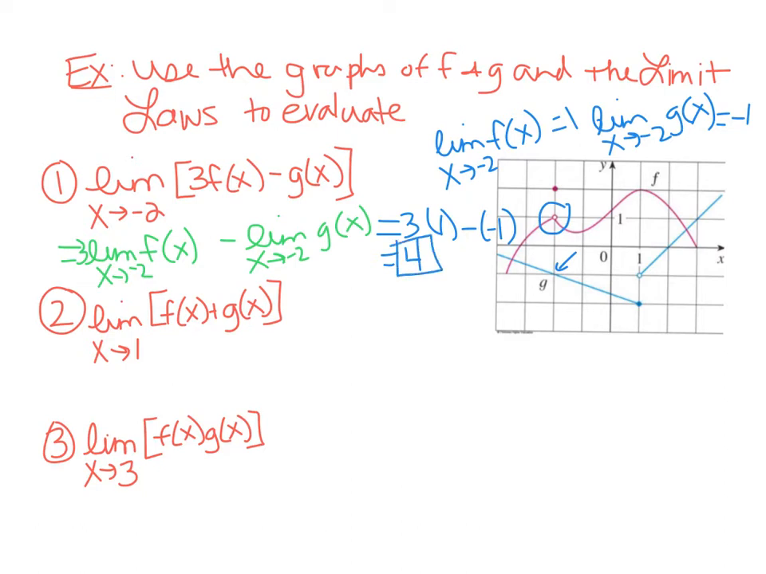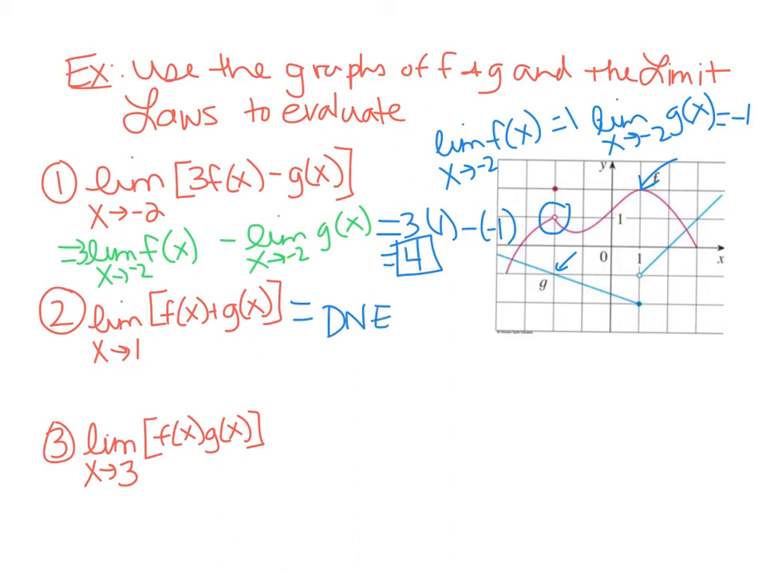For number 2, I have the limit as x approaches 1 of f of x plus g of x. You might see an issue here. So with the f of x, that's totally okay. It just ends up being 2. But the limit of g of x as x approaches 1 does not exist. So actually this sum also does not exist.